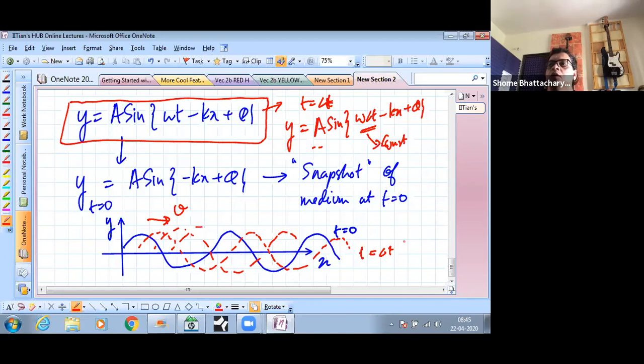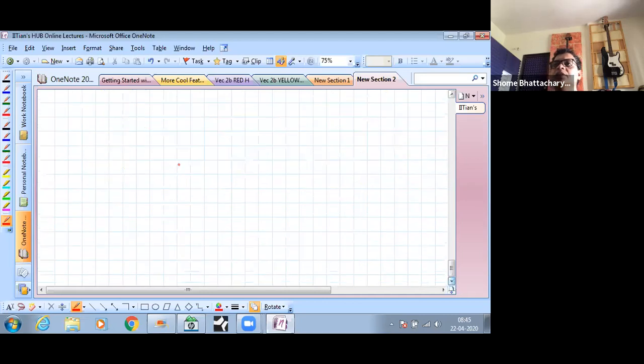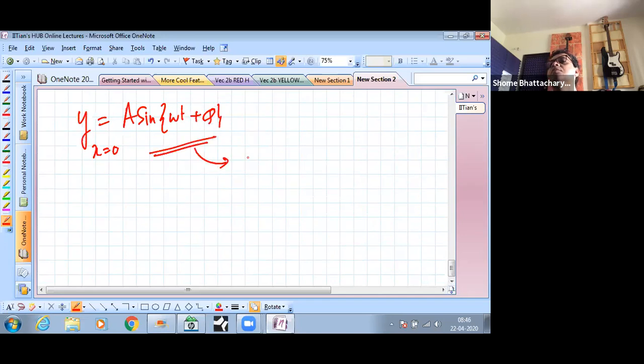Okay. Now the second type of interpretation is if I take the equation and fix the value of x. So suppose I take x equal to 0. So now it's giving me the equation a sine omega t plus phi. So what does this equation now represent? This now represents the SHM for the particle जिसका mean position क्या है? X equal to 0. Okay.